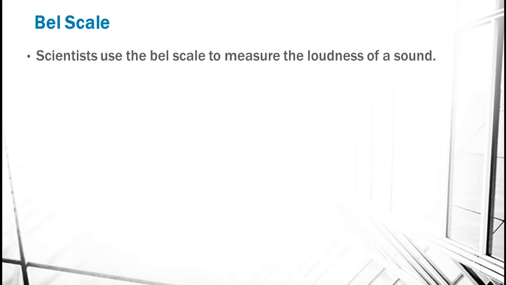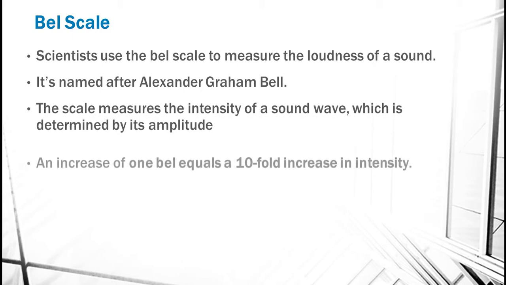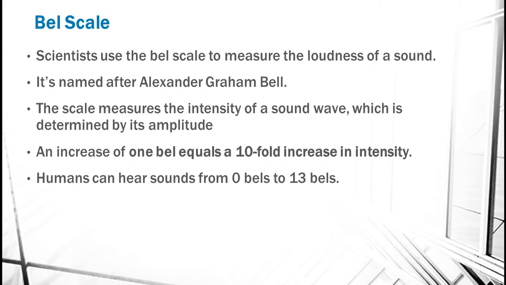Scientists use the Bell scale to measure the loudness of a sound. It's named after Alexander Graham Bell. How about that? The guy who invented the telephone. The scale measures the intensity of a sound wave, which is determined by its amplitude. We'll talk about Alexander Graham Bell a little more in a minute. An increase of 1 bell, this is important, 1 bell equals a 10-fold increase in intensity. That's why we talk about decibels. Humans can hear sounds from 0 bells to 13.